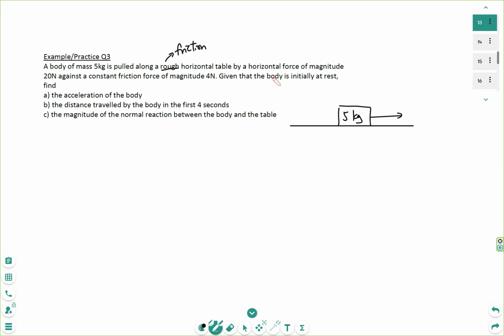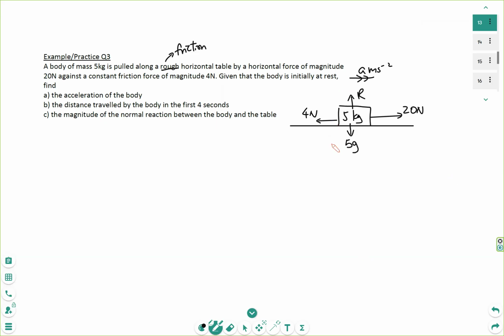So we know pointing to the right, we've got 20 Newton, and we've got friction to the left, 4 Newton. We know friction is towards the left because we're moving to the right. Therefore friction will be against the motion. Given that the body is initially at rest, find the acceleration of the body. First of all, let's put in some forces. We've got 20 and 4, but also we should put down reaction pointing upwards and 5g.